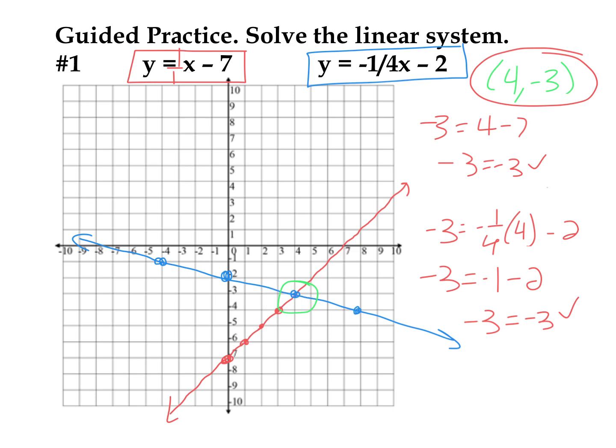So, solving a system by graphing: get the equations in y equals mx plus b form, graph them and find where they intersect, and plug that ordered pair back in to make sure it works in both equations.